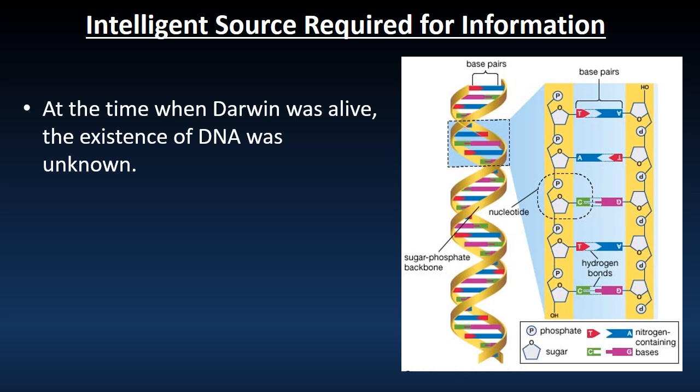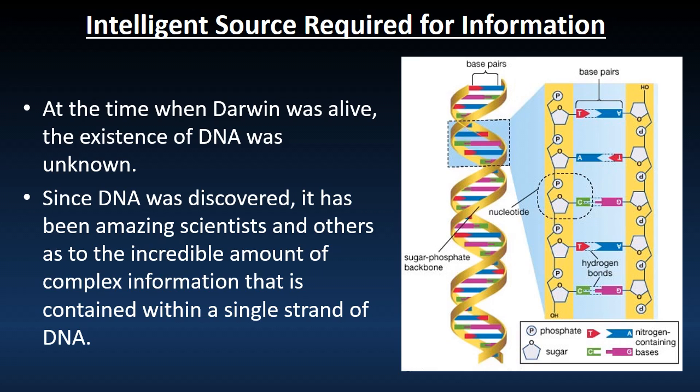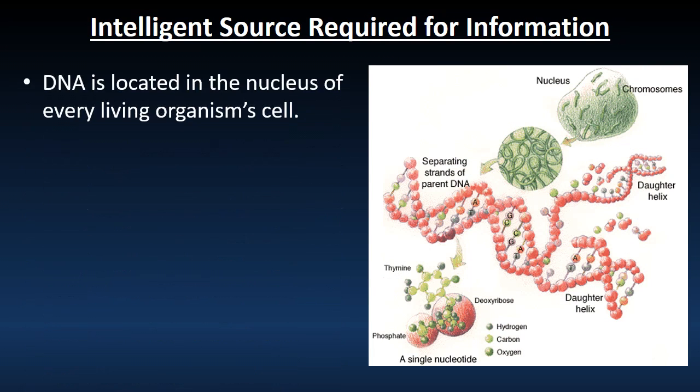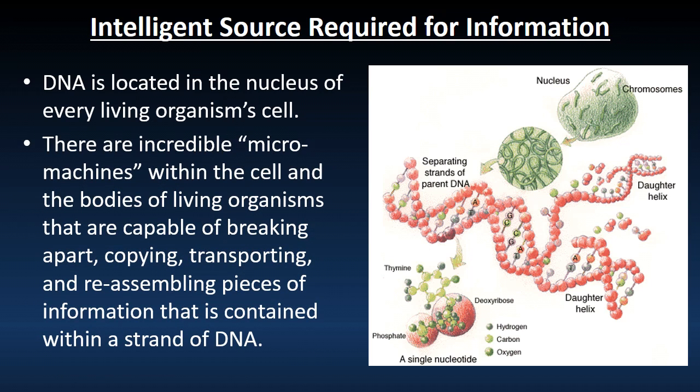So at the time when Darwin was alive, the existence of DNA was unknown. Since DNA was discovered, it has been amazing scientists and others as to the incredible amount of complex information that is contained within a single strand of DNA. It's located in the nucleus of every living organism cell, and it was part of the list of the 17 things. And just the beginning of the video showed those pieces of DNA coming in and being attached in an assembly line. It was actually copying a strand of DNA.